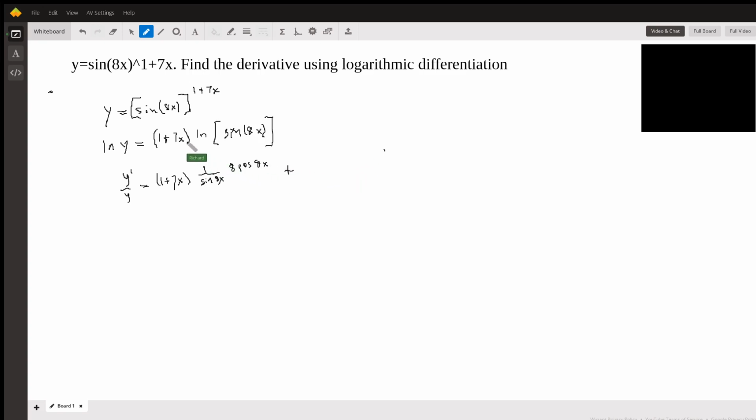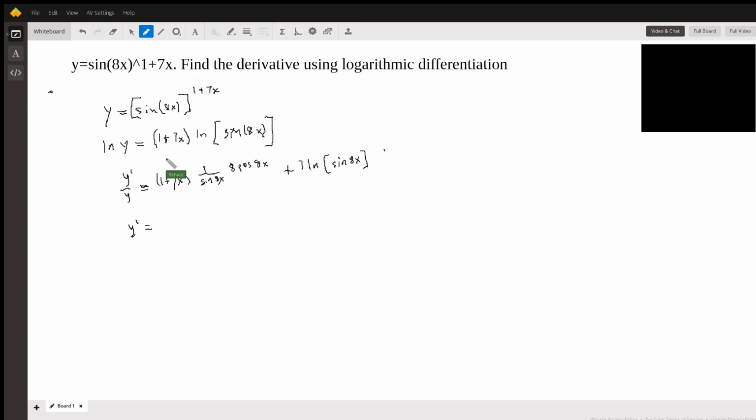And then, so that's the first times the derivative of the second plus the second, so natural log of sine 8x, times the derivative of the first. The derivative of the first term here is just 7, so I'll just stick a 7 in front. And so we're zeroing in on our objective here, which is to find y prime. And we just multiply both sides by y.